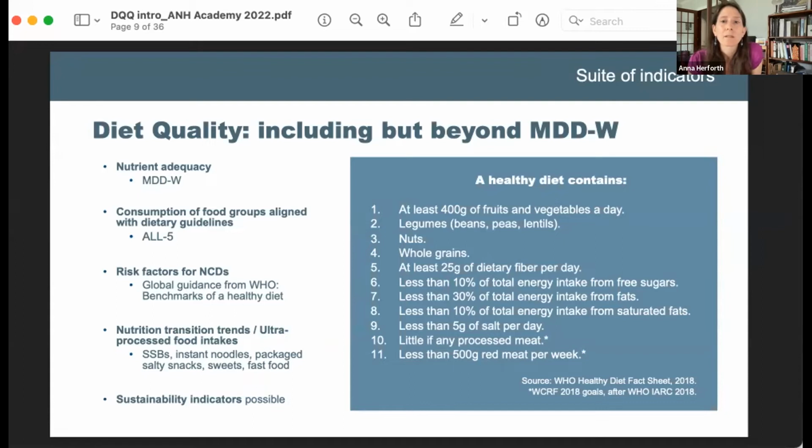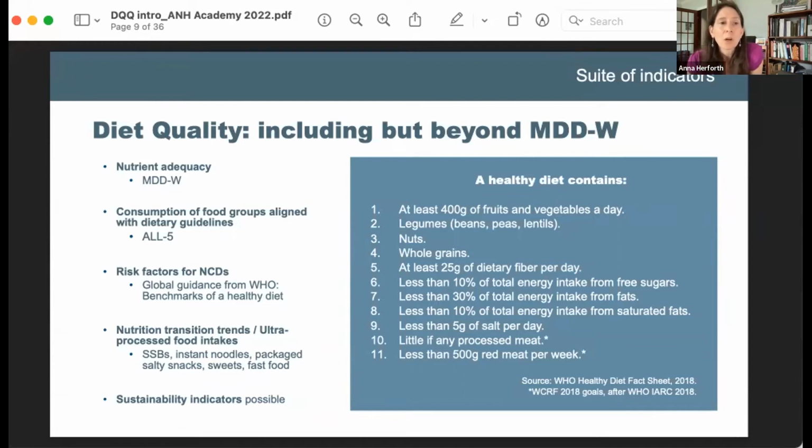And we also care about nutrition transition and ultra-processed food intakes, which themselves have to do with both aspects of adequacy, displacing nutrient-rich foods, as well as being risk factors for diet-related NCDs. So the diet quality questionnaire captures these different aspects of nutrient adequacy, consumption of food groups aligned with dietary guidelines, risk factors for non-communicable disease, which are mainly the ones listed there in the box identified by WHO, as well as being able to track nutrition transition trends and ultra-processed foods.